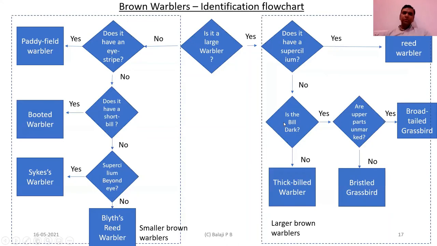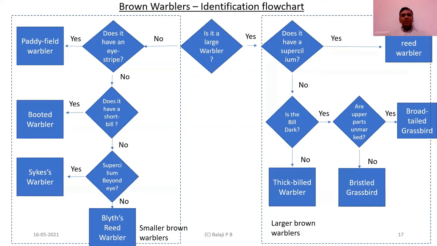So let's go into the identification flowchart. As with the previous presentation, I've also tried to summarize all the different identification pointers in a very simplified manner. I'll walk you through it. The first question we need to ask when we see a warbler in the field is whether it's a large warbler or a small warbler.